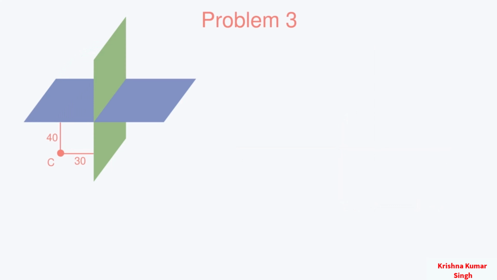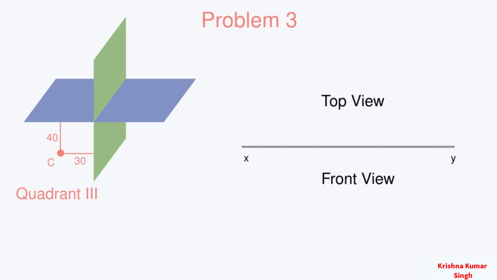Problem 3. A point C is 40 mm below HP and 30 mm behind VP. Draw its projections. Let's draw the projections of this point as follows. Draw a reference line and name it as XY. As mentioned in the problem, we clearly know that the position of point C lies in the third quadrant. That is, point C is situated below HP and behind VP. So the front view can be drawn below the XY line and the top view can be drawn above the XY line. Now first draw the front view.